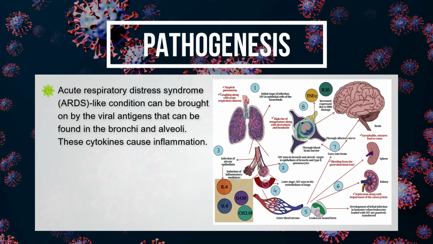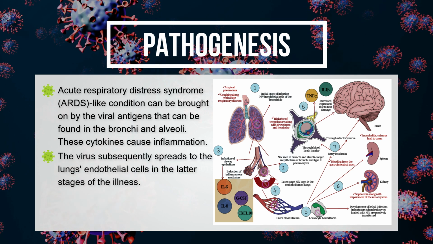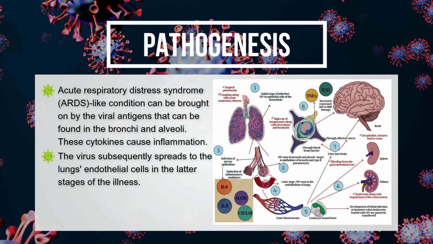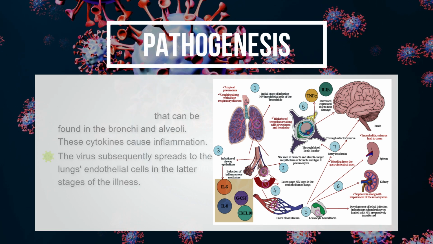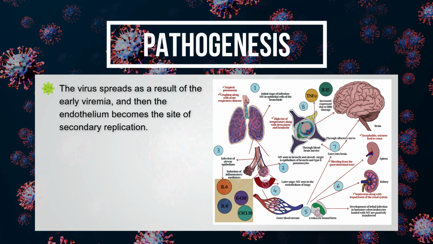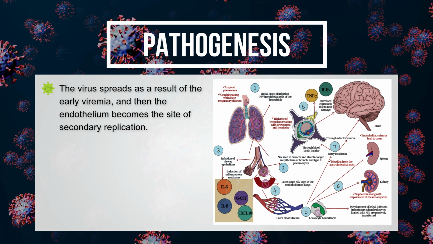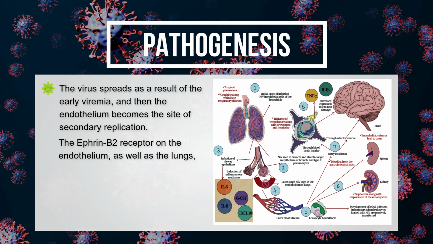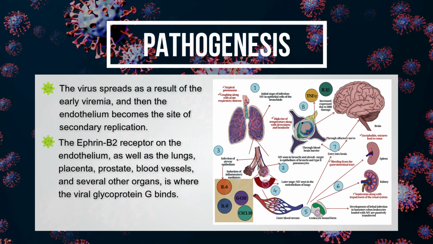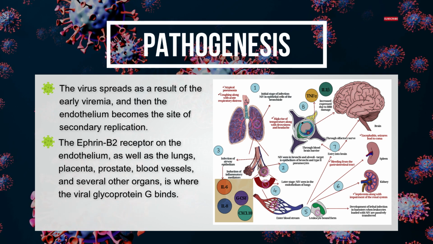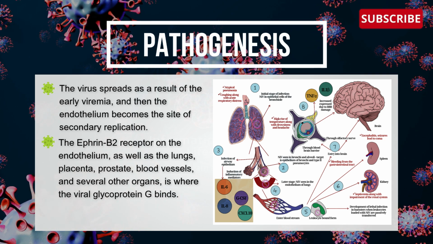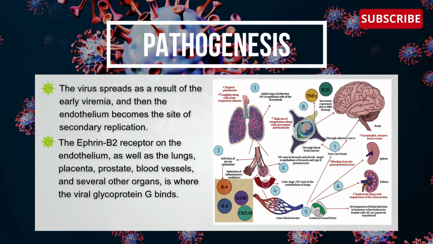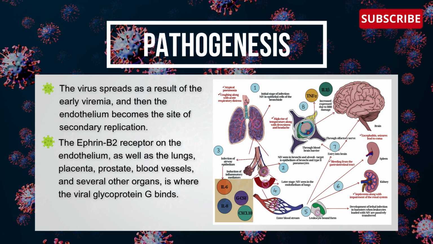These cytokines cause inflammation. The virus subsequently spreads to the lungs' endothelial cells in the later stages of the illness. The virus spreads as a result of early viremia, and then the endothelium becomes the site of secondary replication. The ephrin B2 receptor on the endothelium as well as on the lungs, placenta, prostate, blood vessels and several other organs is where the viral glycoprotein G binds.